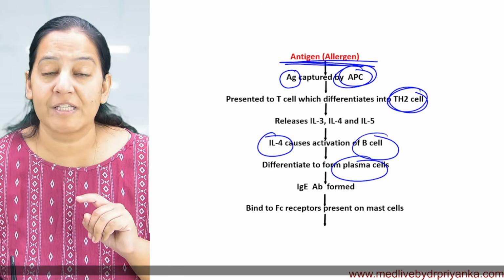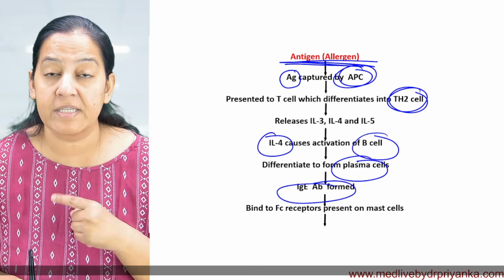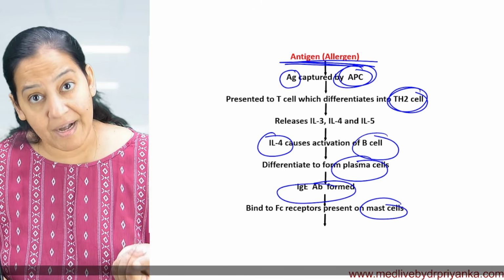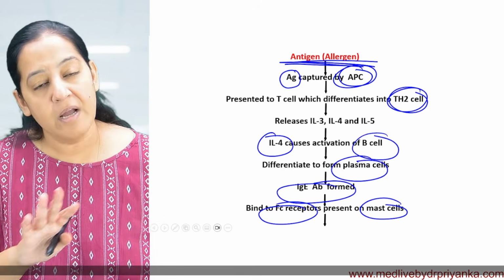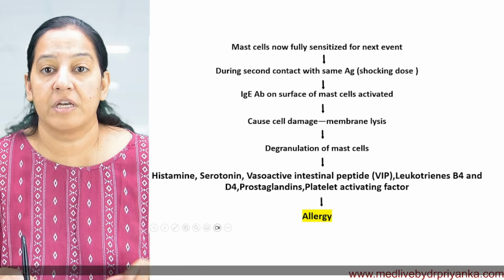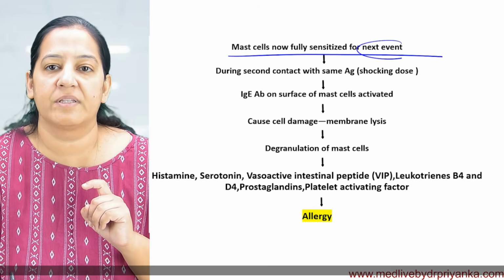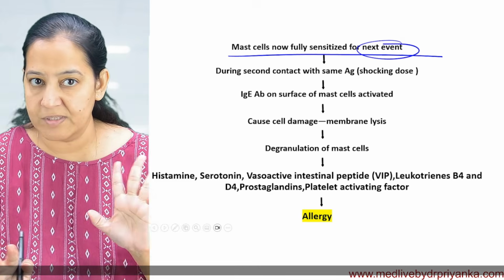The B lymphocyte converts to plasma cell. The plasma cell will form IgE antibodies. IgE antibodies go to the mast cell and bind on the surface of the mast cell with the Fc receptor. And this is over. This is sensitization. Now, mast cells are fully sensitized for the next event. In the first event, there is no symptom.